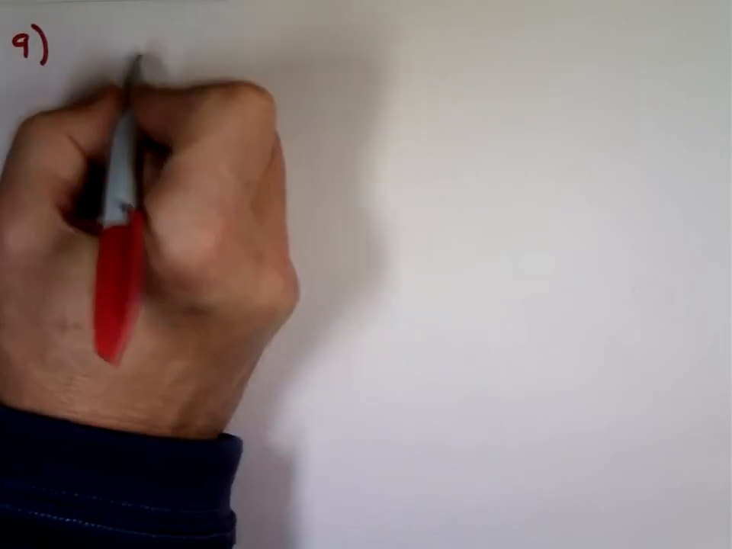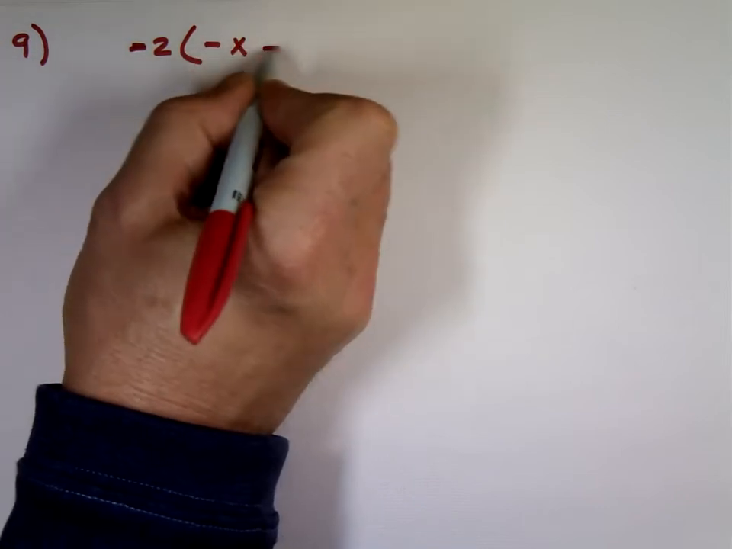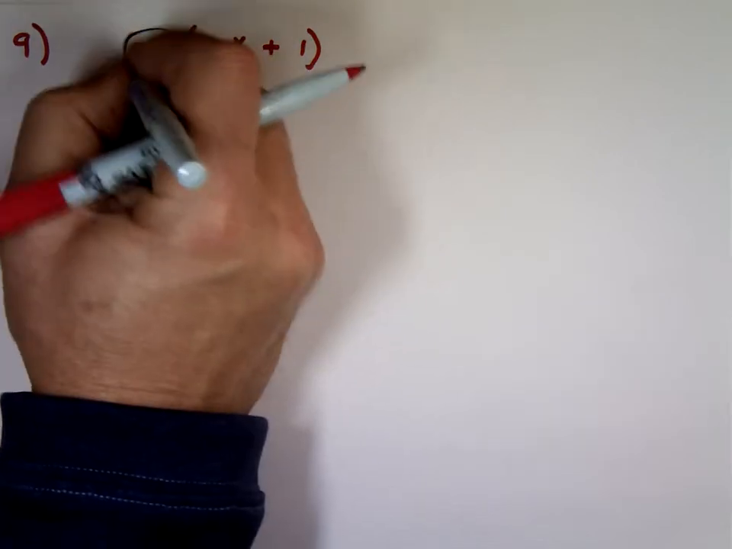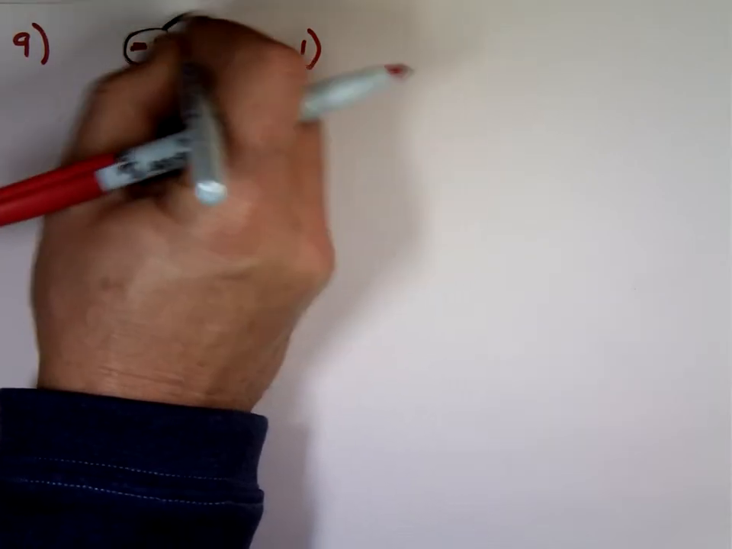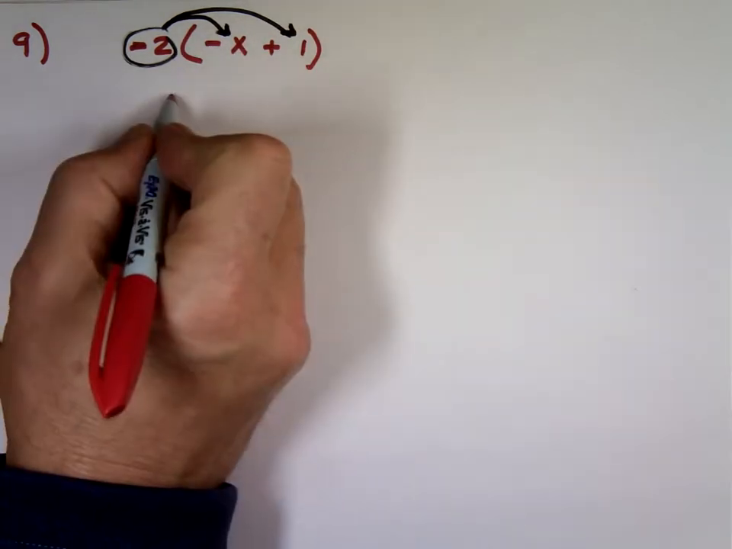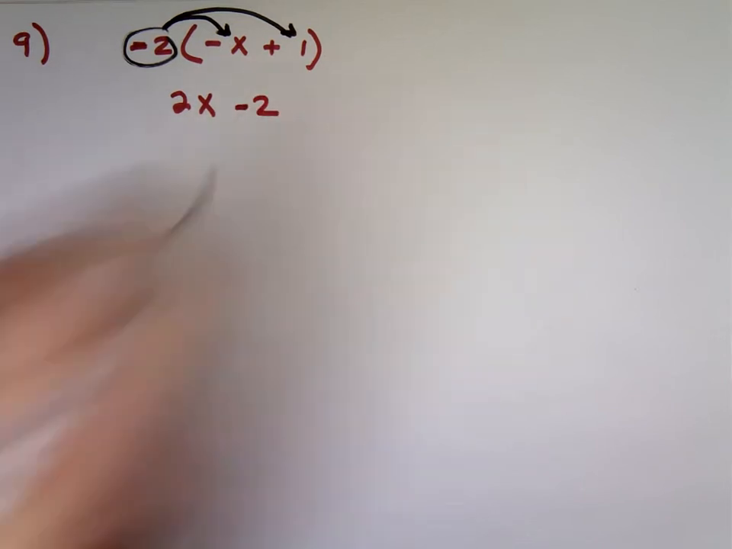Let's look at 9. Negative 2 parentheses negative x plus 1. Remove parentheses. Distribute negative 2. Distribute the minus 2. Okay. That will make it what? Positive 2x minus 2. Very good.